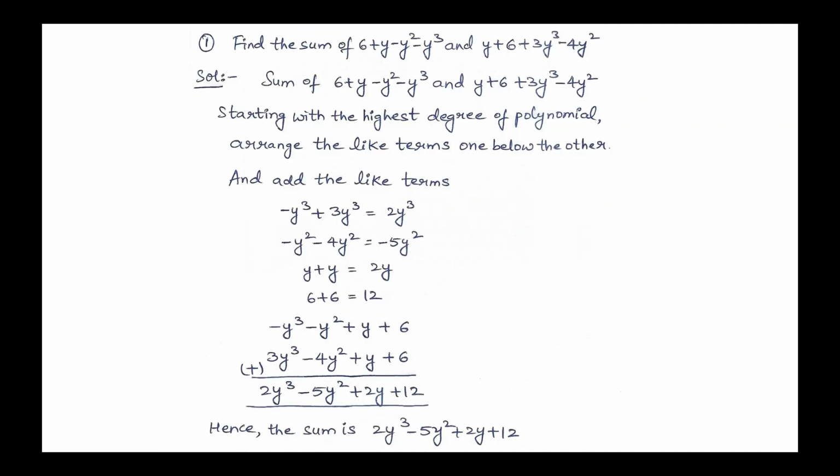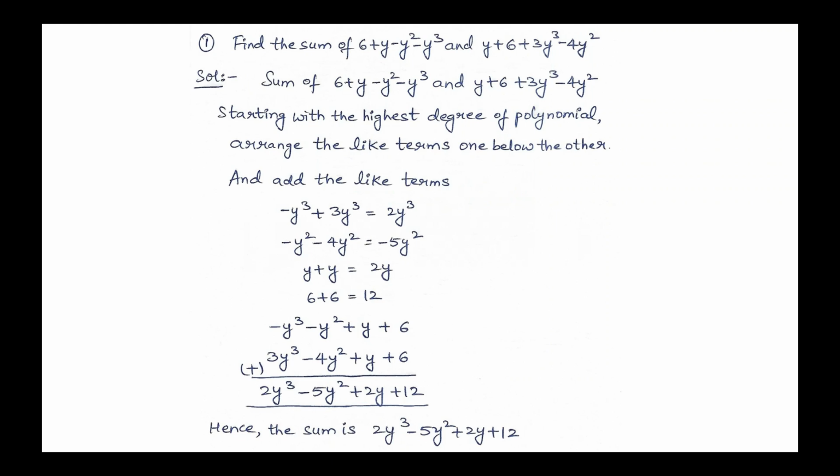The first question is, find the sum of 6 plus y minus y square minus y cube and y plus 6 plus 3y cube minus 4y square. The solution is, the given two expressions are 6 plus y minus y square minus y cube and y plus 6 plus 3y cube minus 4y square. We find the sum of expressions using column method.